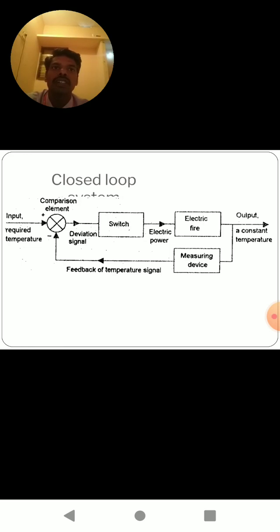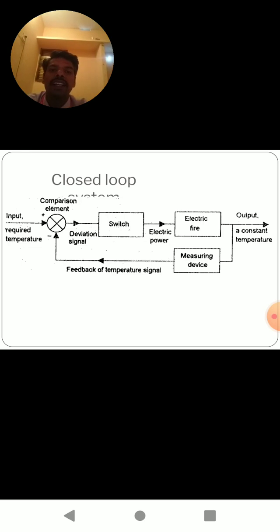The correction element or actuator is the next element. It provides changes in the plant or the process to make corrections in the plant. The next element is the feedback element. The feedback elements are the components needed to identify the functional relationship between the feedback signal and the controlled output. These are the basic elements present in the closed loop system.